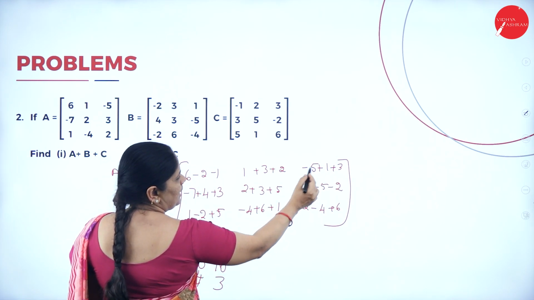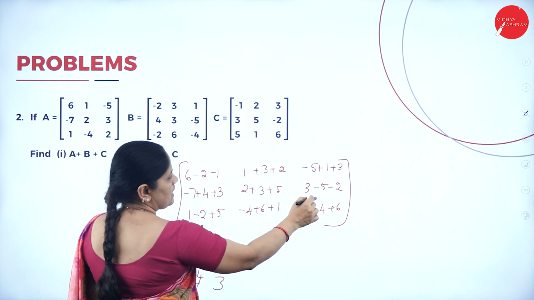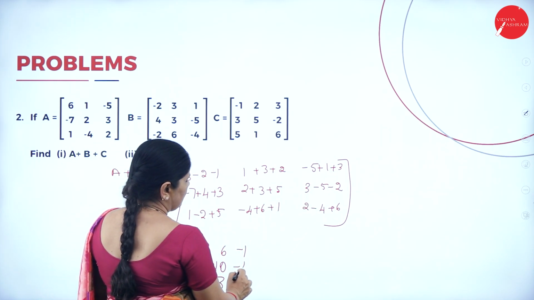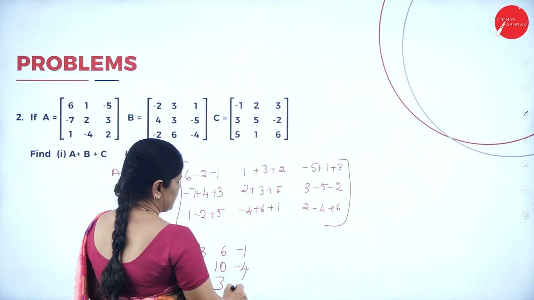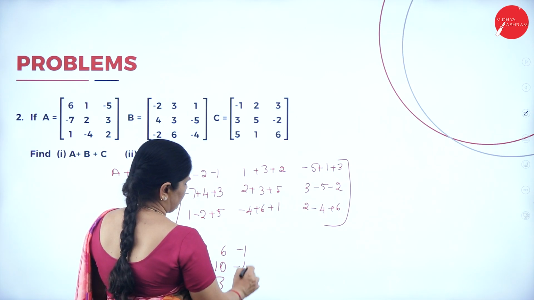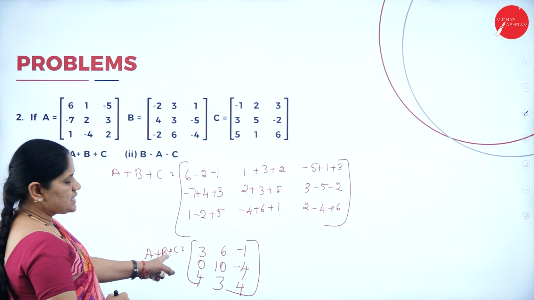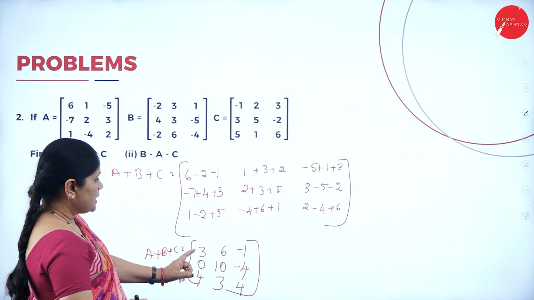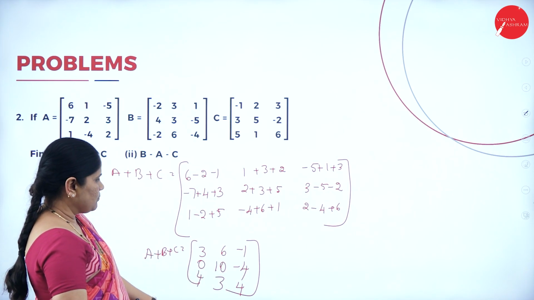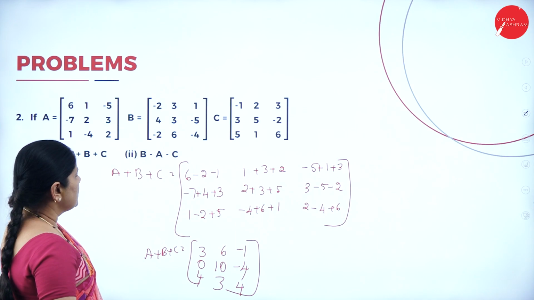Minus 5 plus 4 minus 1. So minus 7 plus 3 minus 4. So 6 minus 4 is 2 plus 2 is 4. So this is the answer. So A plus B plus C equals 3, 6, minus 1, 0, 10, minus 4, 4, 3, 4. So this is the answer.